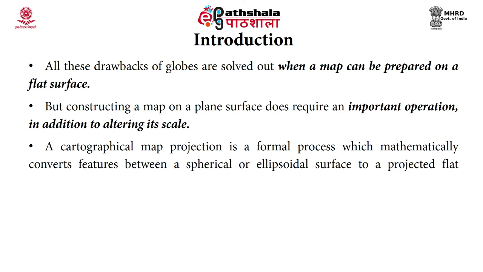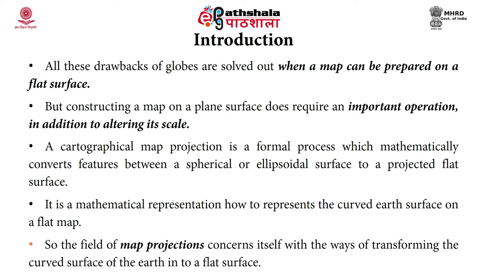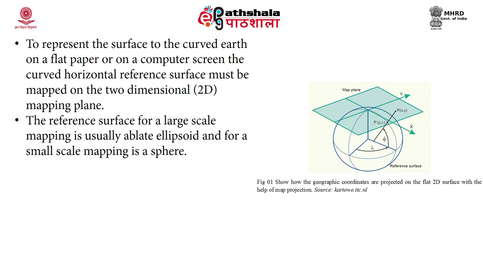A cartographical map projection is a formal process which mathematically converts features between a spherical or ellipsoidal surface to a projected flat surface. It is a mathematical representation of how to represent the curved Earth surface on a flat map. So the field of map projection concerns itself with the way of transforming the curved surface of the Earth into a flat surface. To represent the surface of a curved Earth on flat paper or on a computer screen, the curved horizontal reference surface must be mapped onto the two-dimensional 2D mapping plane. The reference surface for large-scale mapping is usually an oblate ellipsoid, and for small-scale mapping it is a sphere.